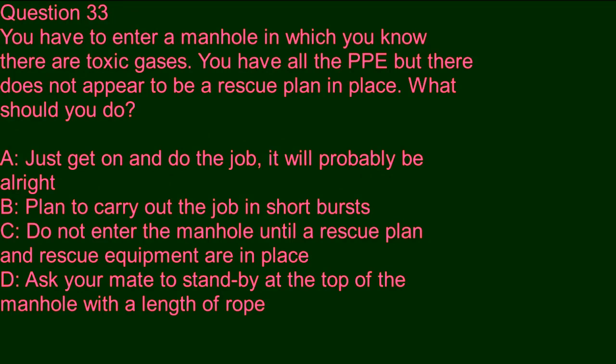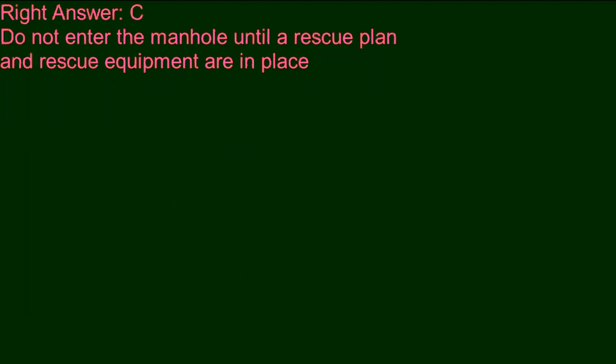You have to enter a manhole in which you know there are toxic gases. You have all the PPE but there does not appear to be a rescue plan in place. What should you do? A. Just get on and do the job, it will probably be all right. B. Plan to carry out the job in short bursts. C. Do not enter the manhole until a rescue plan and rescue equipment are in place. D. Ask your mate to stand by at the top of the manhole with a length of rope. Right answer, C. Do not enter the manhole until a rescue plan and rescue equipment are in place.